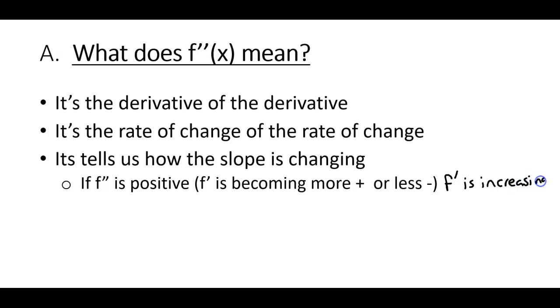So I'll say that again. You might want to add that little note to your notes as well. If f double prime is positive, that means that the slope of the slope is positive, which means that f prime is increasing. And therefore, if f prime is increasing, it's either becoming more positive, if it's already positive, because that's one way you can increase, or if it's negative, it would have to be becoming less negative in order to be increasing, right?